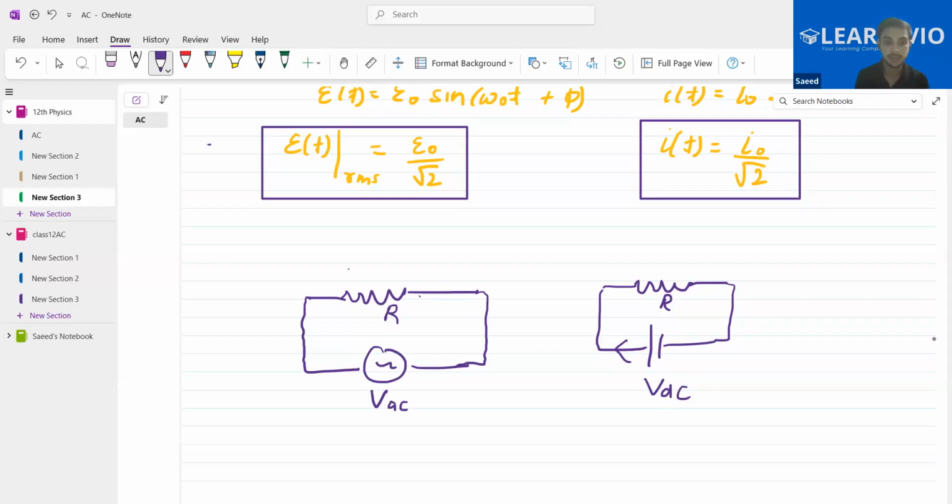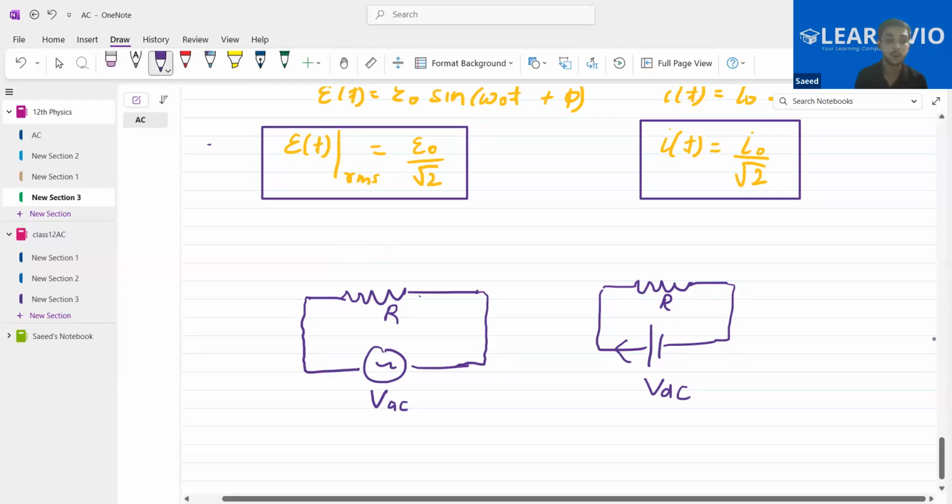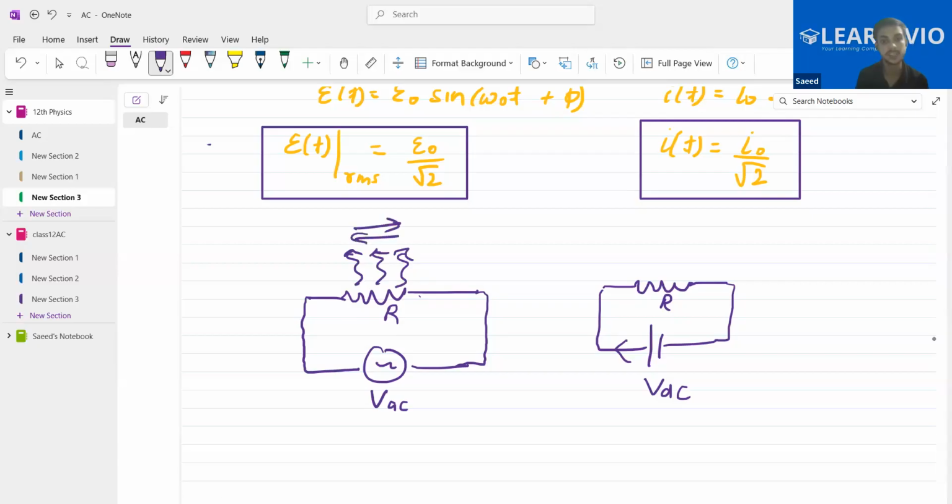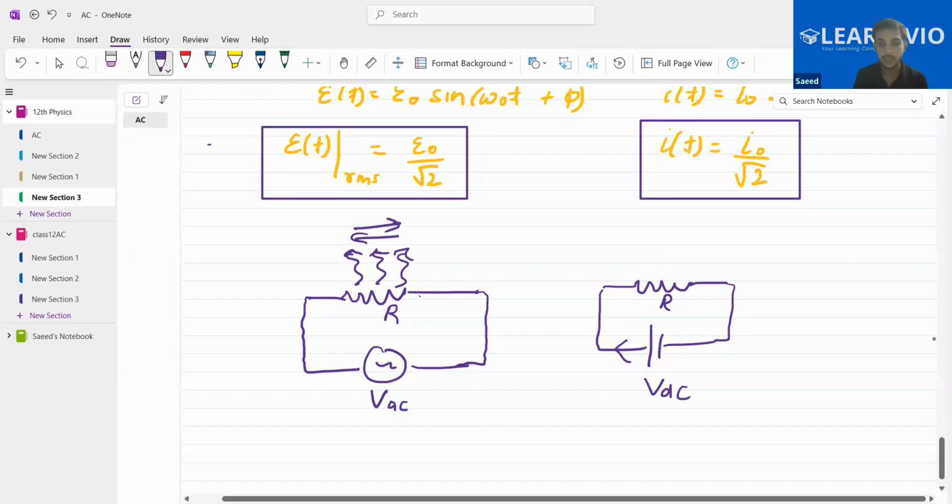Do you agree that sometimes the current is going to be in this direction, sometimes the current is going to be in this direction? Yes or no? And do you agree with me that in both conditions it is going to dissipate the heat, whether the current is going in this direction or the current is going in this direction? In this particular circuit, the DC circuit, the current is always going to flow in this direction, and it is going to dissipate the heat. Yes or no?